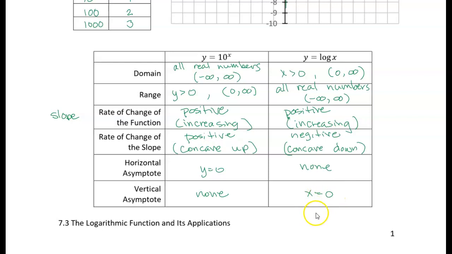Now you notice, again, these functions, 10 to the x and log of x, are inverses of each other. You can see how the domain and range sort of swap, or at least the limits on the domain and range swap. The horizontal asymptote becomes a vertical asymptote when you swap things around. There's no vertical asymptote for 10 to the x, so there's no horizontal asymptote for log of x. All right, that gives you an in-depth look at the graphs of the functions, and I'll meet you for the next video.